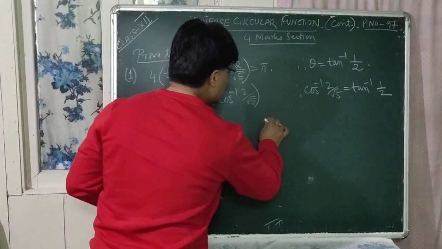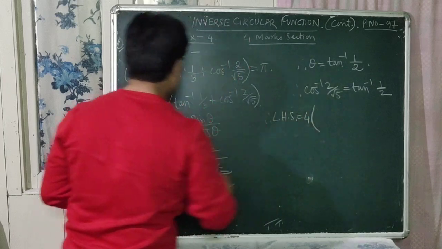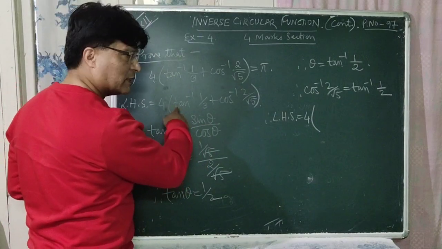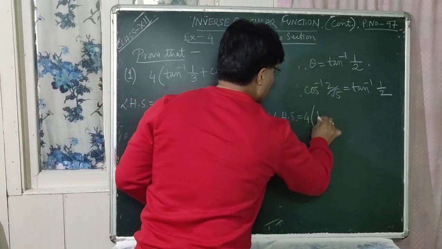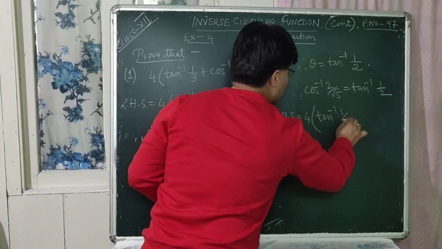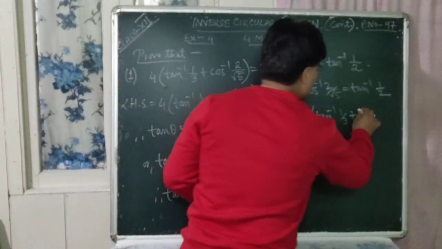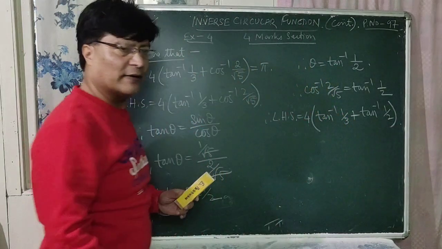Okay, so left hand side is equal to 4 within bracket. What is tan inverse 1/3? Tan inverse 1/3 is kept as it is, that means it remains the same. Plus, what is cos inverse 2 by root 5? It is tan inverse half, right?